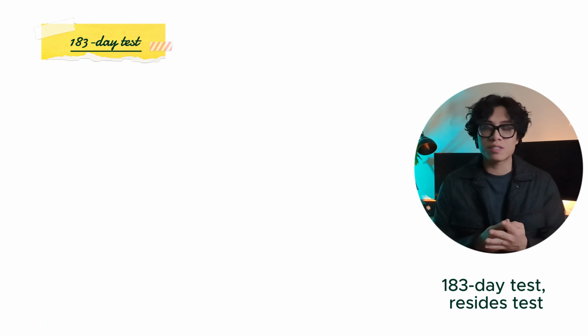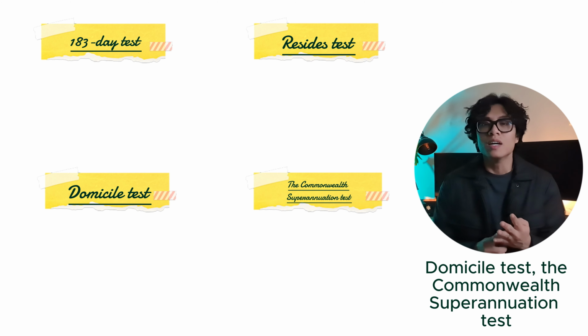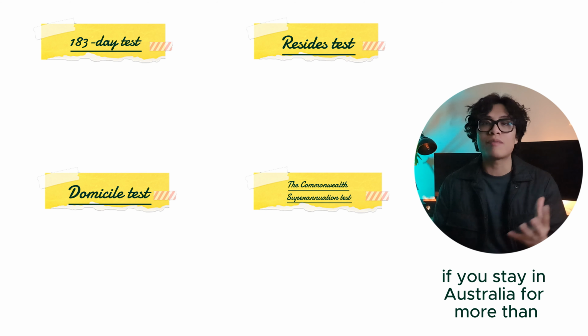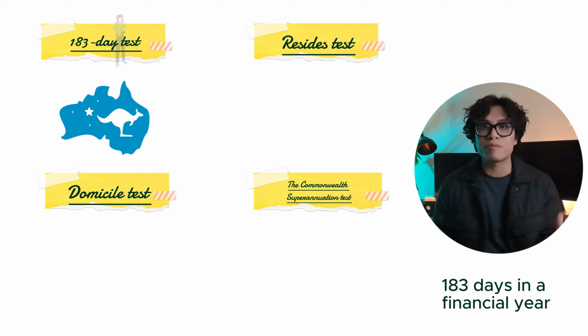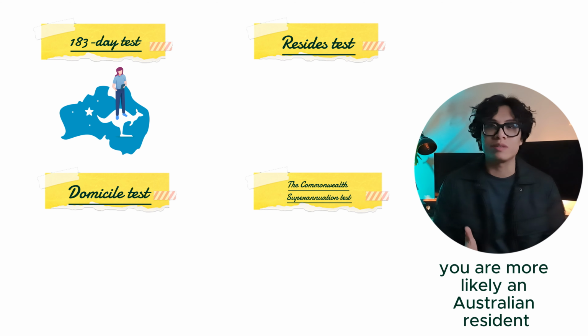The ATO relies on 4 tests: 183-day test, reside test, domicile test, the Commonwealth superannuation test. The 183-day test is the most straightforward test. If you stay in Australia for more than 183 days in a financial year, which is from July to June, you are more likely an Australian resident.